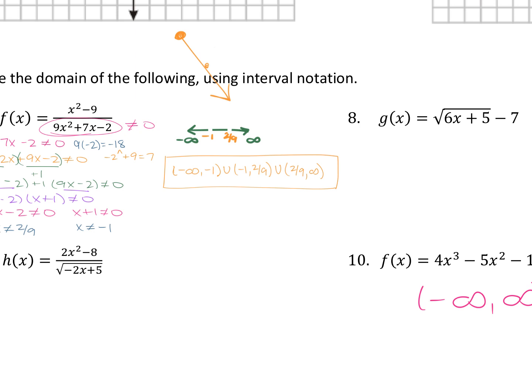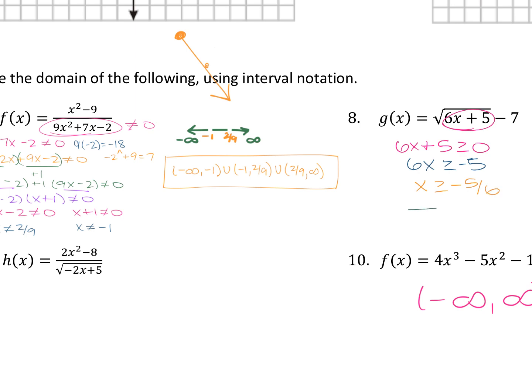So in 8, you have g of x is equal to the square root of 6x plus 5. Your 6x plus 5 is what's important here because it's under the radical. Then it's got the minus 7. Minus 7 is irrelevant, does not matter. So you're going to take the 6x plus 5, set it greater than or equal to 0. Solve. Move your 5 over, subtract it from both sides. You get 6x is greater than or equal to negative 5. Then divide each side by the 6. It's positive, so you don't have to flip the sign. That's x is greater than or equal to negative 5 over 6.